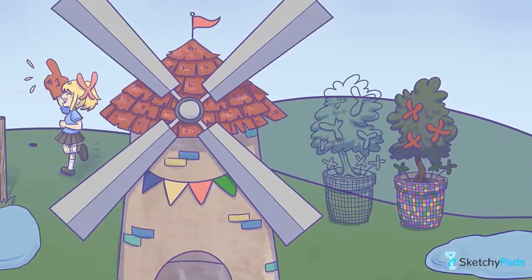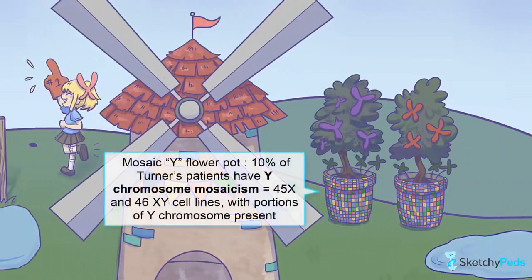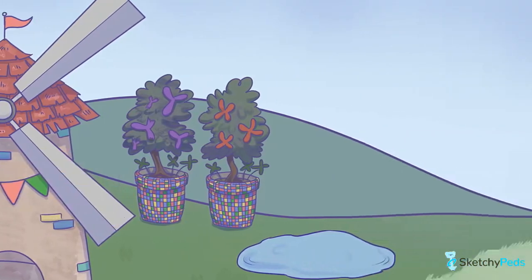Sometimes, mosaic Turner's patients can even have mosaicism involving the Y chromosome, meaning that they have some cell populations with 45X karyotype and others with 46XY. Often, there are just portions or remnants of the Y chromosome left behind. Note the other mosaic flower pot containing the bush with Y-shaped flowers. Overall, about 10% of patients with Turner syndrome have some amount of residual Y chromosome material present on chromosomal studies.